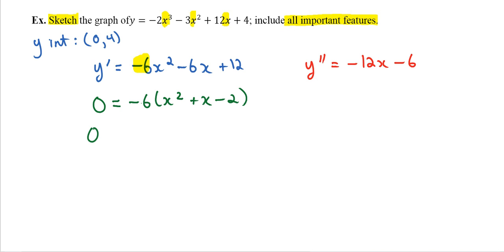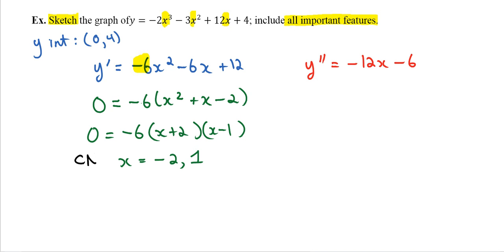And let's go ahead and factor this a little bit more here. That's going to be negative 6 times x plus 2, x minus 1, and that means my x values here are going to be negative 2 and 1. So these are my critical numbers. All right, so let me box that. Those are my critical numbers.